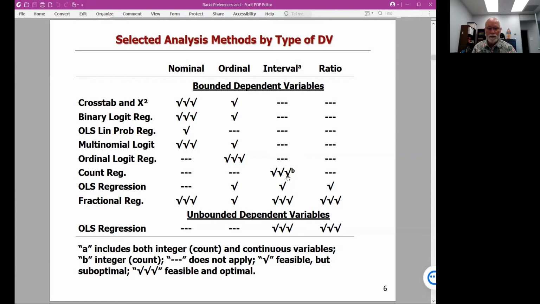Interval variables, they would be handled with OLS regression down at the bottom if it's an unbounded variable like income. And if it's a bounded variable, then OLS regression only gets 1 check because it's compromised. But other kinds of regression might be available, including fractional regression and count regression. Ratio variables are similar.